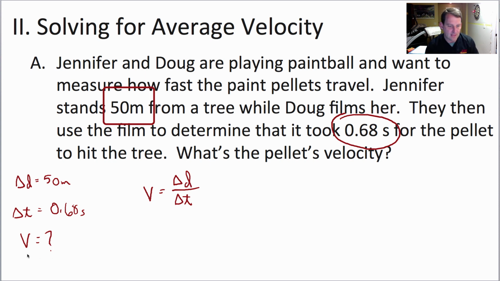So we're looking for velocity here, and our equation is already solved for velocity, so we're ready to plug numbers in and get going. So we've got 50 meters divided by 0.68 seconds. We plug that into the calculator, and we end up with 74 meters per second. And that's our answer.